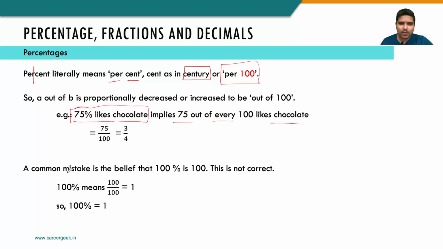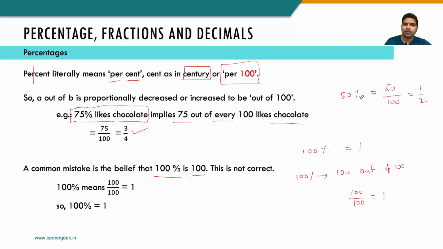Now, a common mistake we have seen is people think that 100% is 100. No, 100% is 1. 75% implies 75 out of 100, so 100% should imply 100 out of 100. So what fraction are we talking about? We're talking about 1. Because 75% is what fraction? 75 upon 100, which is 3/4. 50% is what fraction? 50 out of every 100, which is half.